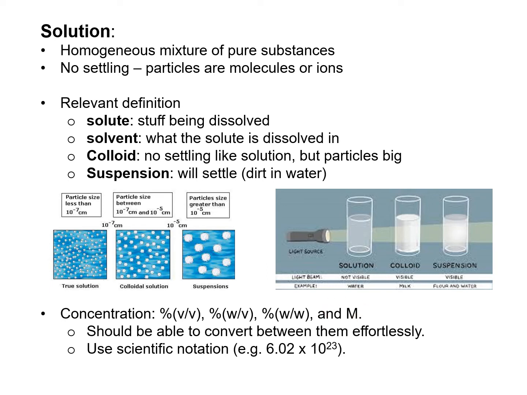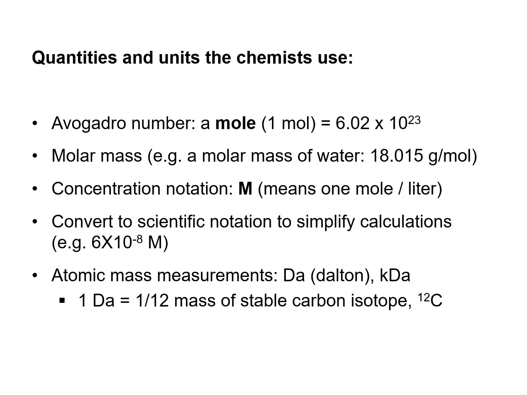And you need to use scientific notation almost all the time for simpler calculations and easier estimation of numbers. So here are the quantities and units chemists as well as biochemists use often. First one is Avogadro's number, which is a mole, with a unit of 1 mol, is 6.02 times 10 to the power of 23.